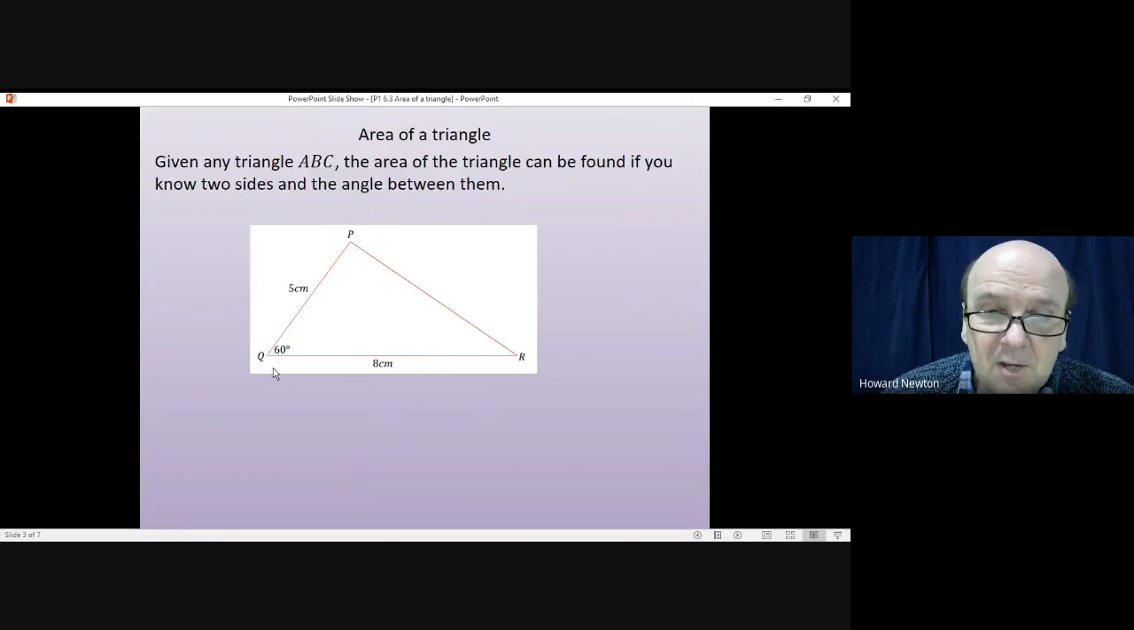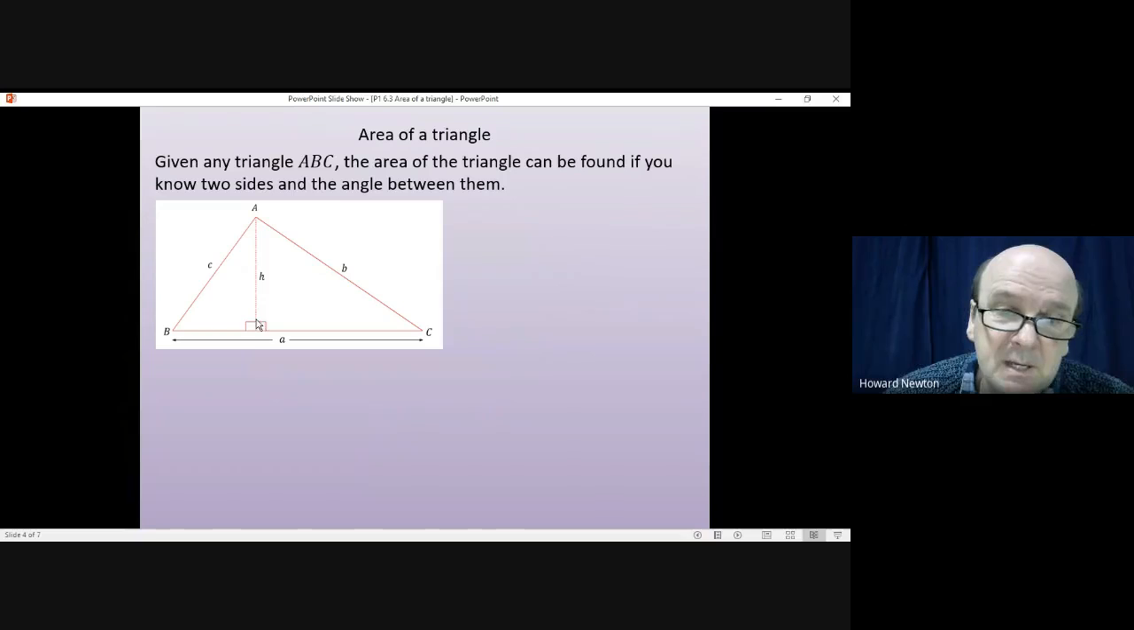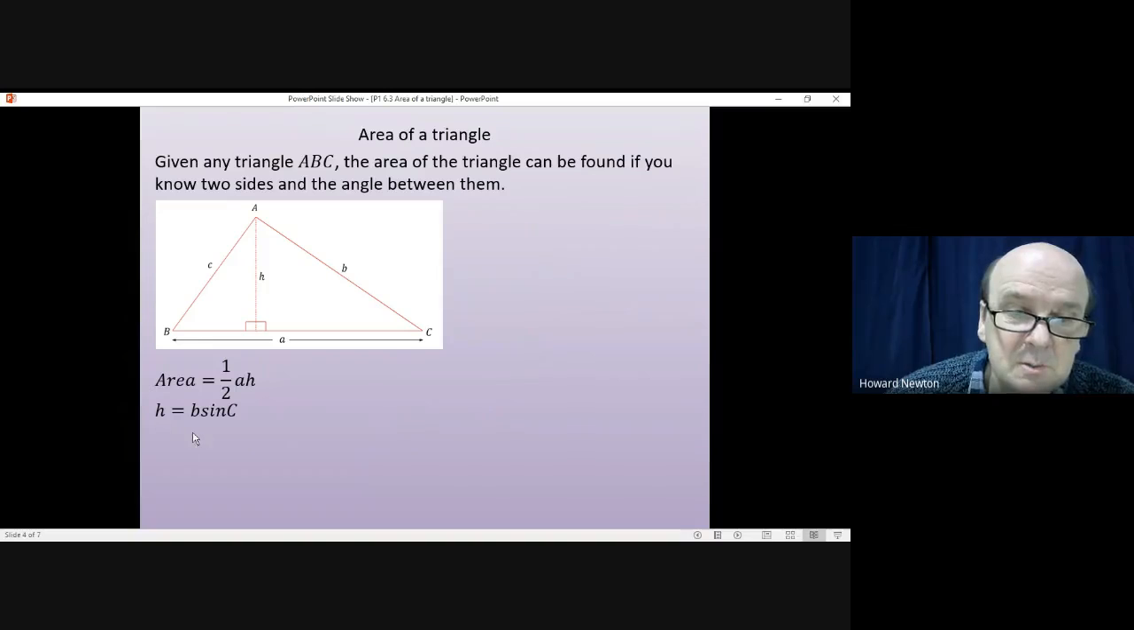If you had any triangle, and you chose to draw the perpendicular from one angle to the opposite side, we can then use the normal formula for the area of a triangle, which is half the base times the vertical height. So the area of that triangle would be a half of A times H. Then using trigonometry on this right-hand triangle, H divided by B is opposite over hypotenuse. So H divided by B is the sine of angle C, which means that H is equal to B times the sine of angle C.